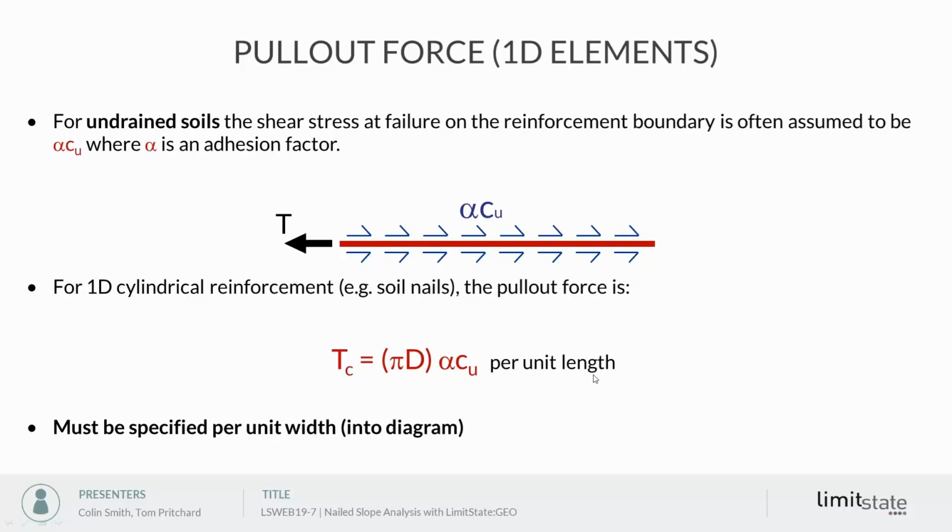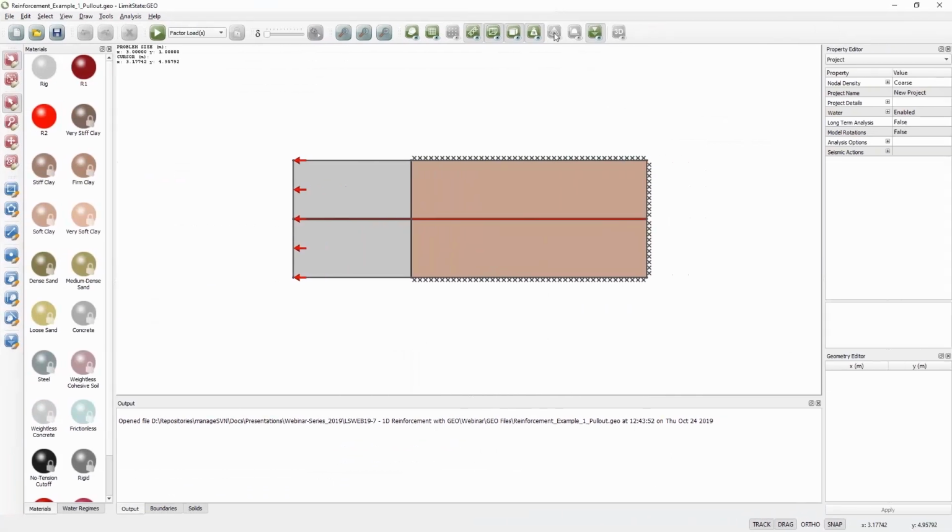And we also have to specify that per unit width into the diagram, remembering that the software is plane strain software, but these one-dimensional elements will be distributed at a particular spacing into the diagram. So that's the cohesive soil, and what we'll do is just have a little look at the software now. Just run that model there. So we have a little model here set up just to illustrate the principles of how this works. So I'll just run through these briefly.